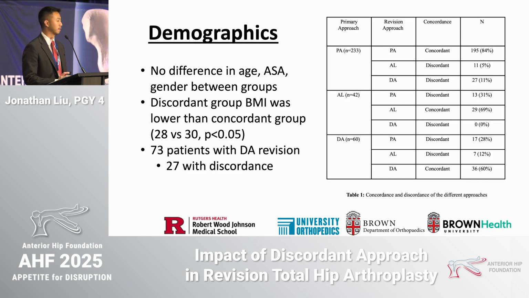So quickly on demographics, there was no difference between age, ASA, medical comorbidities, or gender between our two groups. There was a slightly lower BMI in the discordant group compared to concordant. It's possibly attributed to the fact that surgeons may feel more comfortable using a different approach in patients with more suitable body habitus. Notably, we had 73 patients who underwent direct anterior revision, and within that, 27 of those patients had a different index approach.